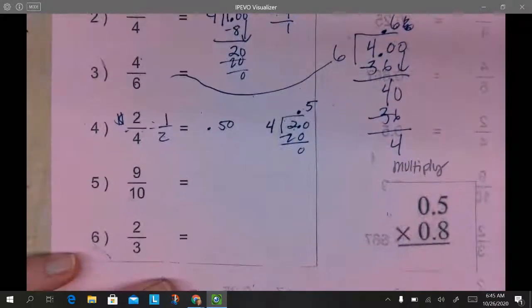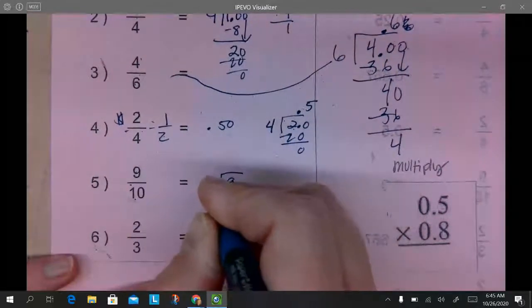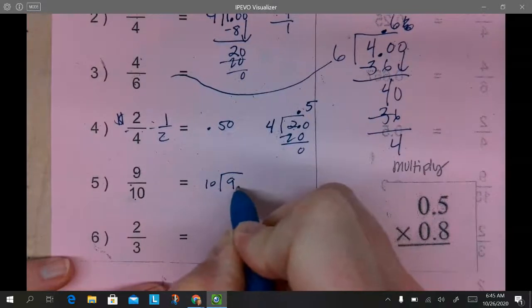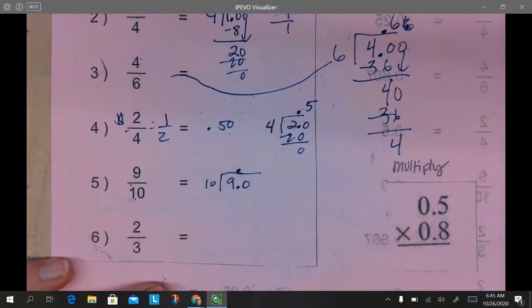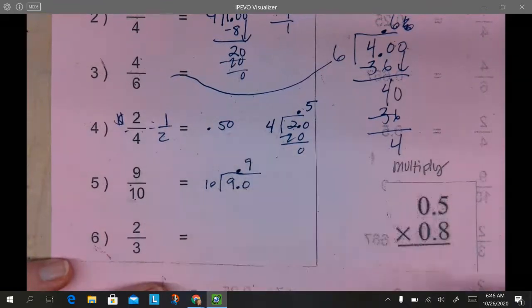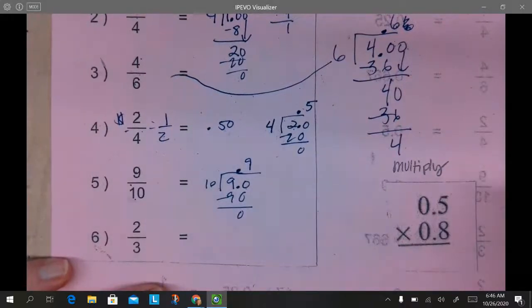9 over 10. 9 divided by 10. It's going to drive you crazy again. You just add a 0.0. It doesn't change the number. How many times does 10 go into 90 now? 9. 9 times 10 is 90, and you're done. Okay? Look at the next one.